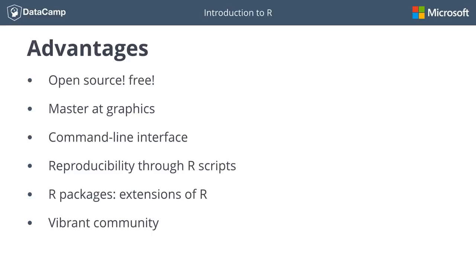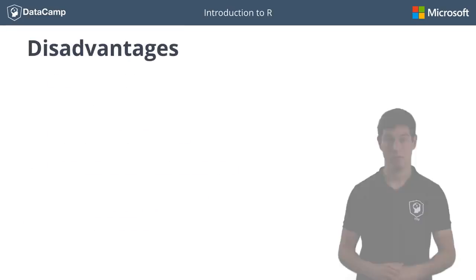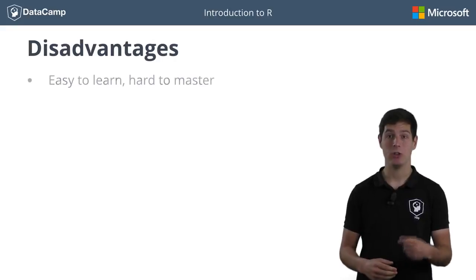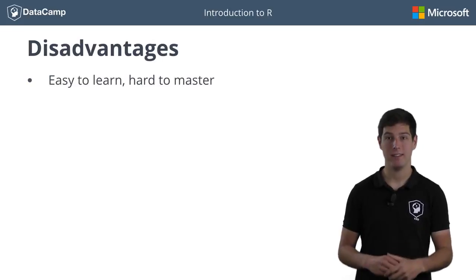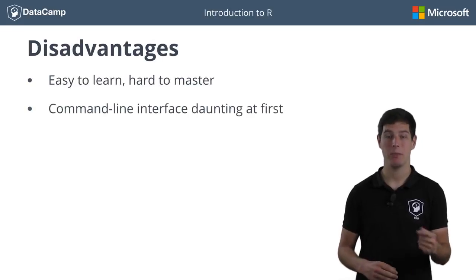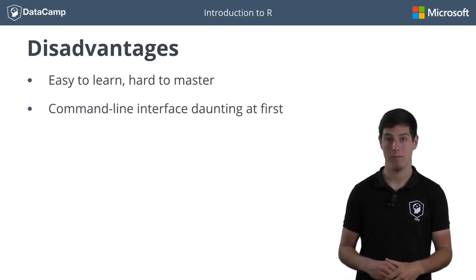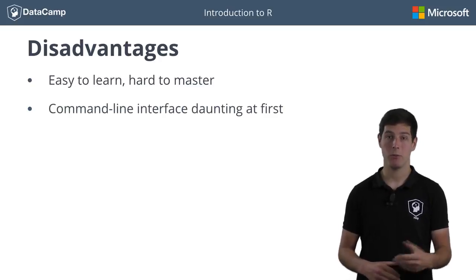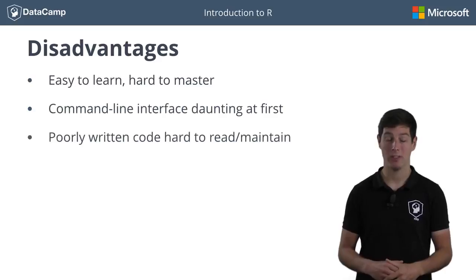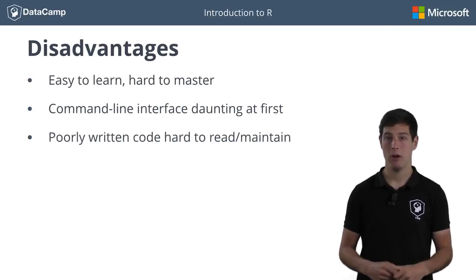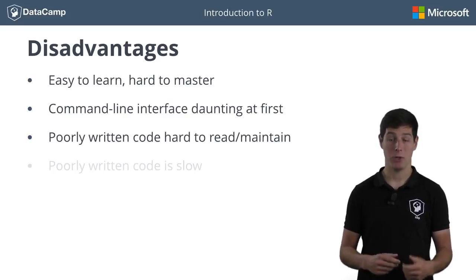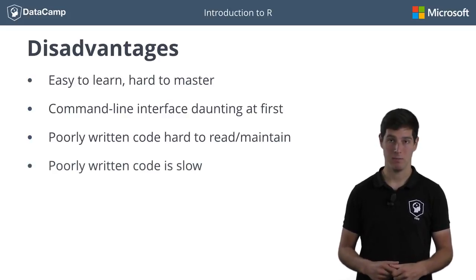However, as with anything, there are also some disadvantages. R seems to be relatively easy to learn at first, but it's hard to really master it. Also, the fact that R is command-based is a frightening detail for statisticians that are used to the typical point-and-click programs out there. This steep learning curve sometimes results in poorly written R code that can be hard both to read and to maintain. Furthermore, poorly written R code can become slow if you're working with large datasets.